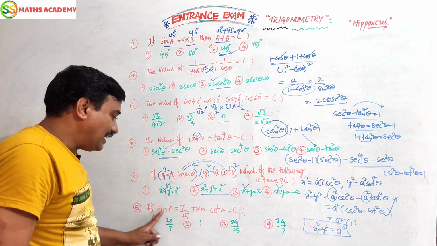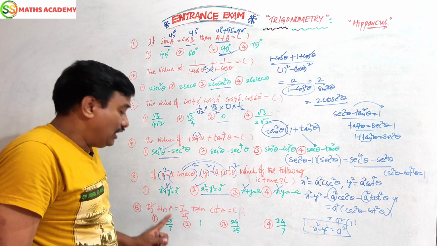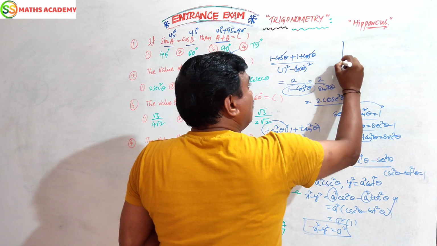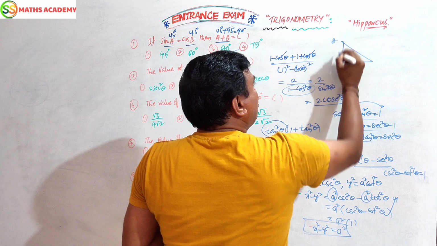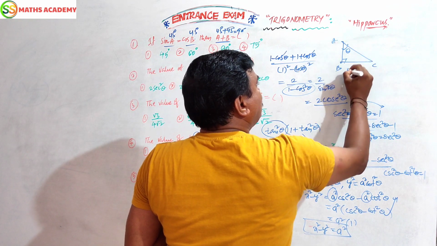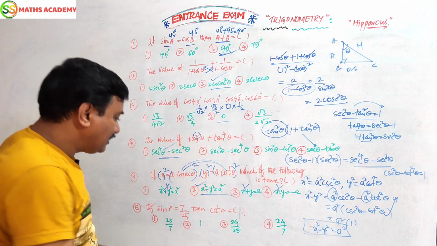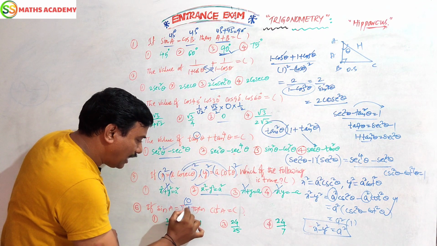Next, the last question. If sin A equals 7 by 25, then cot A. Like these questions are given, you go with the first diagram. Sin A. Here, for example, ABC, at A theta. Here, this is the opposite side. This is the adjacent side. This is the hypotenuse. Here, sin theta is 7 by 25.